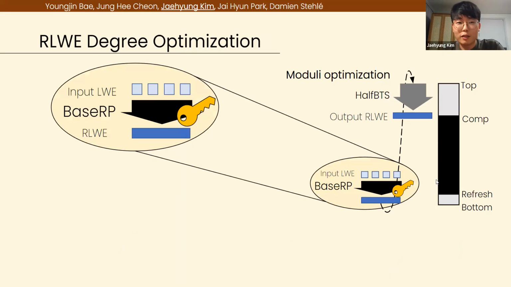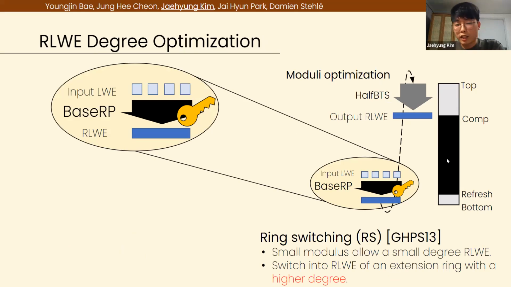We also optimize the ring degree of ring LWE ciphertext. So now we will focus on base ring packing step. We adopt the technique called ring switching. Let me briefly explain what ring switching is. When we have small modulus, then we can actually use a smaller degree ring LWE ciphertext, because basically the base 2 logarithm of the total modulus budget is roughly proportional to the ring degree. So we first use a small degree ring LWE ciphertext, and when we have to, we can switch into ring LWE with a larger degree using key switching.